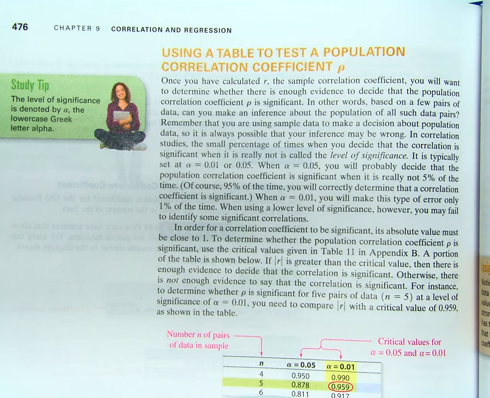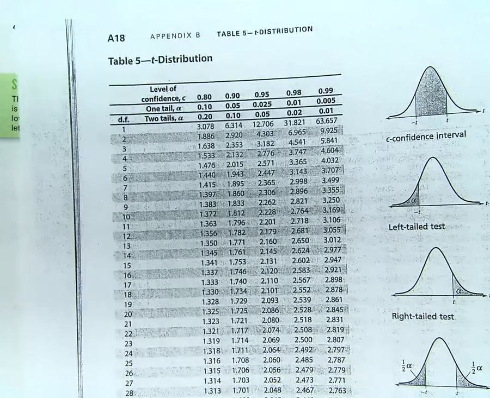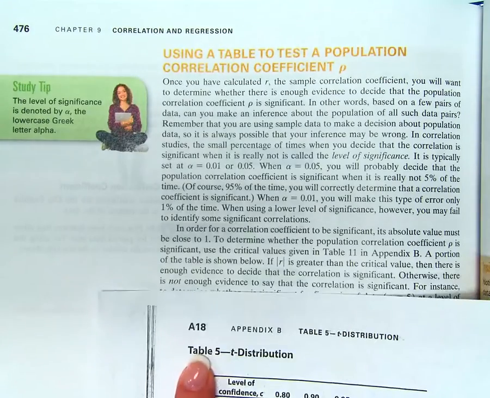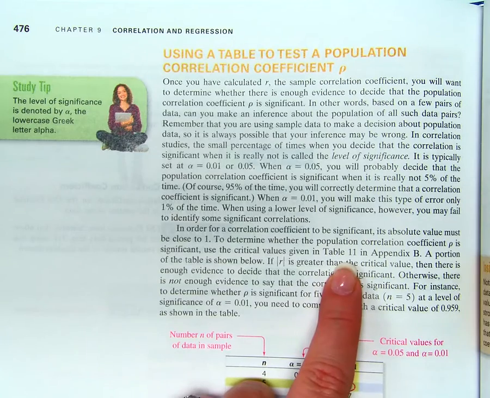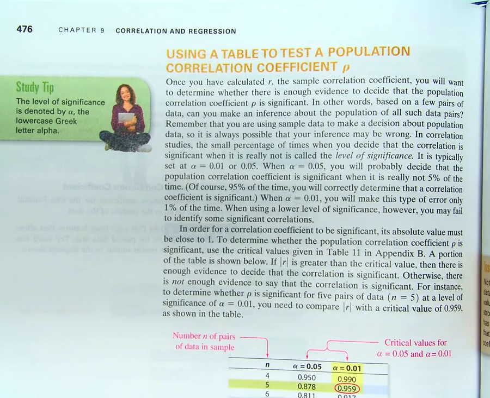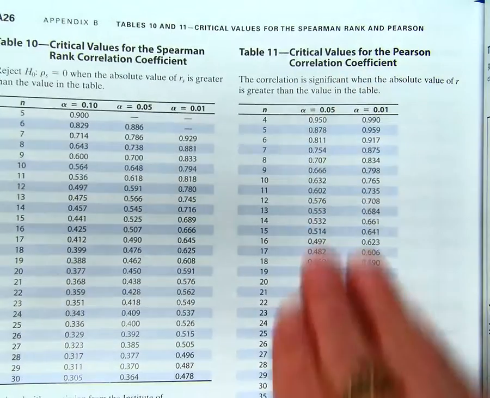So to determine whether the population correlation coefficient rho is significant, we're going to use our critical values in Table 11 of Appendix B. Now, some people were confused earlier and thought, oh yeah, this is what we use for level of significance, so we'll just use that again. Okay? Please notice this is Table 5, and they're telling us to use Table 11. So let me show you Table 11 real quick, and you'll very quickly realize it is not the same table. Okay? Table 11 is right here.